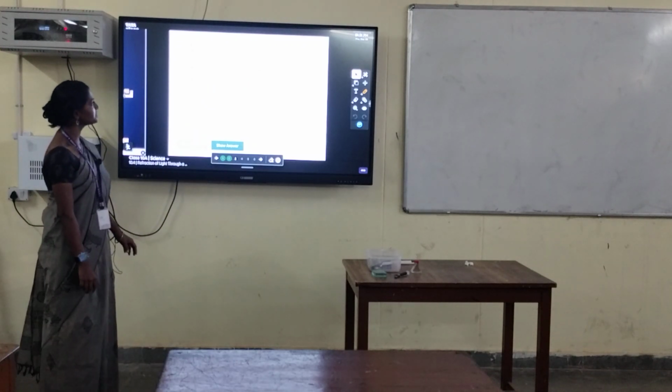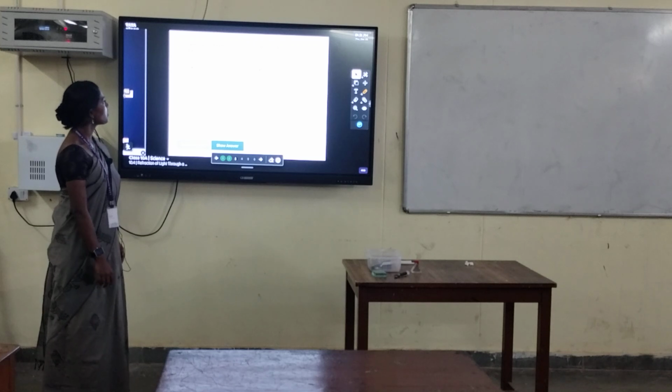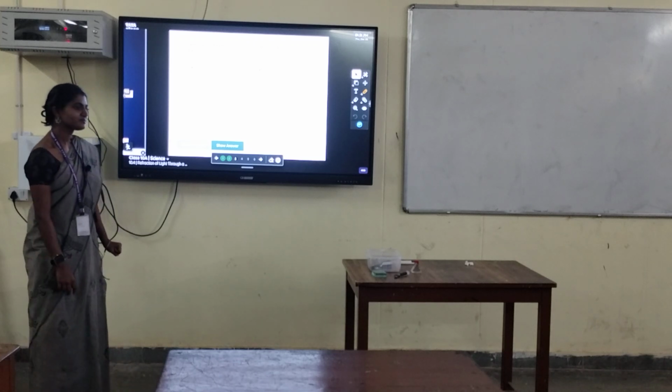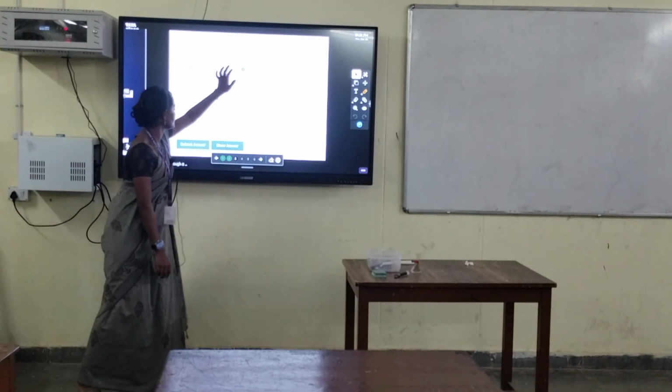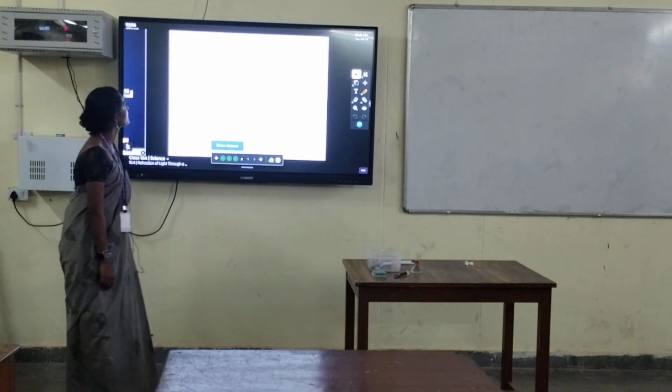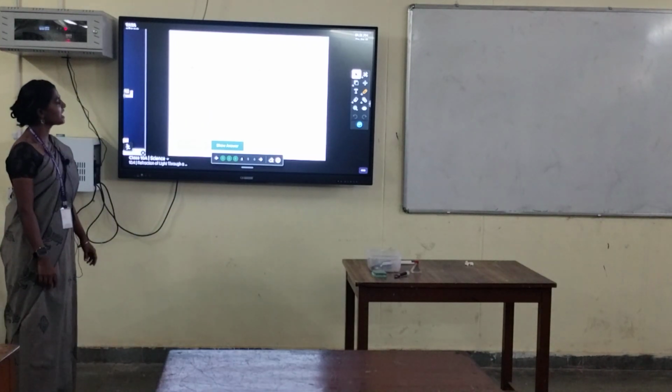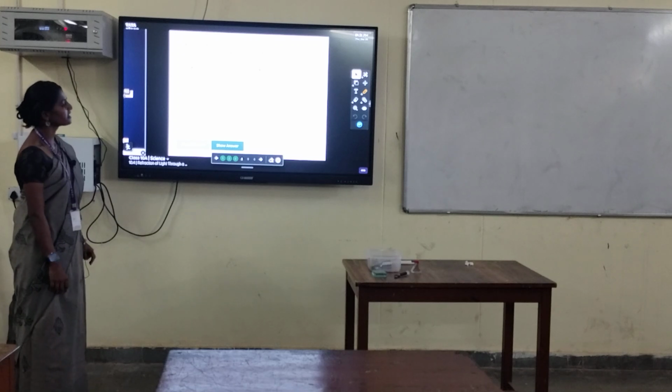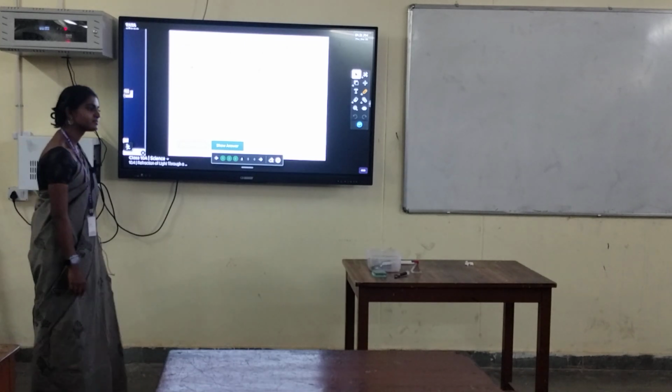Next, the angle between two lateral surfaces of a prism is called the angle of prism. Very good. A prism has dash triangular surfaces and dash rectangular surfaces.